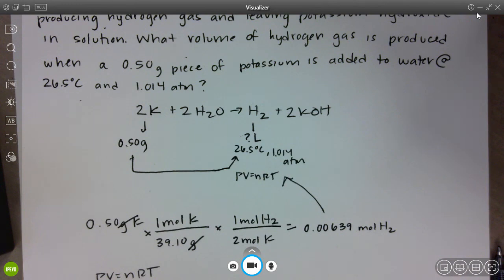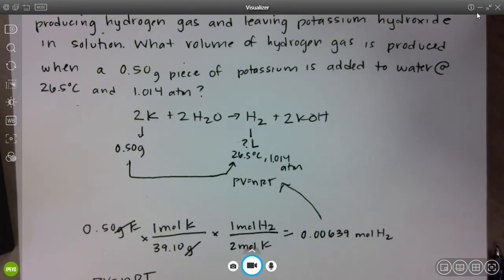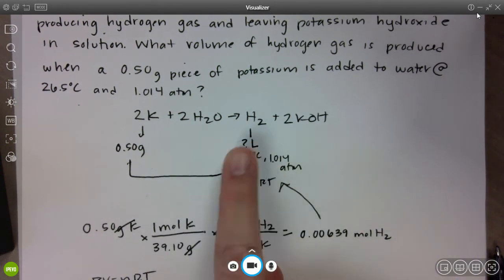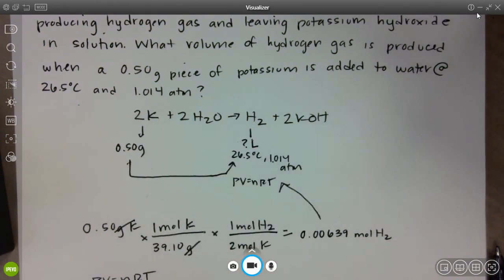If this was talking about potassium and you were turning the potassium into a gas and then you wanted to figure out what the volume was, totally a different story. But since we're switching to a different chemical, you need to make sure that you have the right chemical, and then you have the stoichiometry and the mole ratio in there.